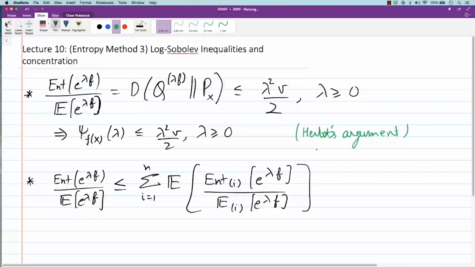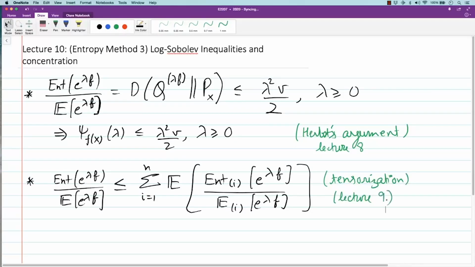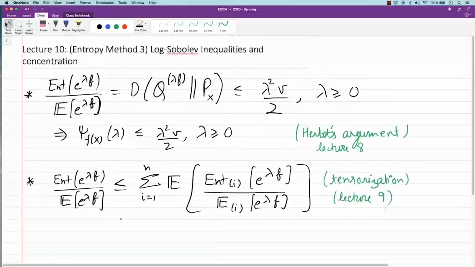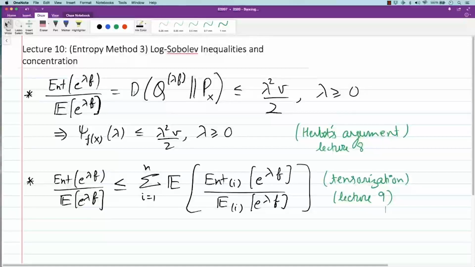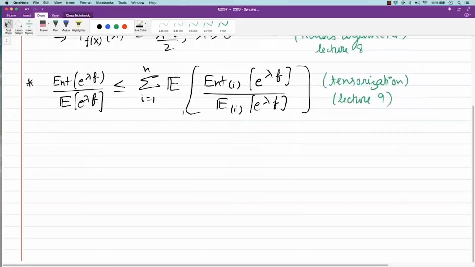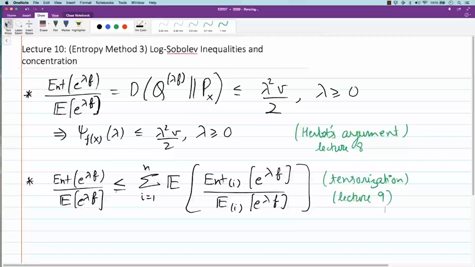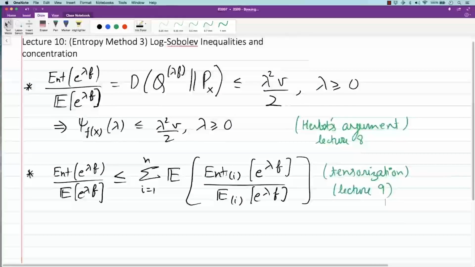I think this was done 2 lectures ago, right? Lecture 8, and this is what we saw in the last lecture. So this is just essentially a property of this divergence. What this allows us to do is, in order to establish a bound like this, you can establish a bound on individual quantities. But how do we establish bounds on these quantities? That's where Log-Sobolev inequalities enter.